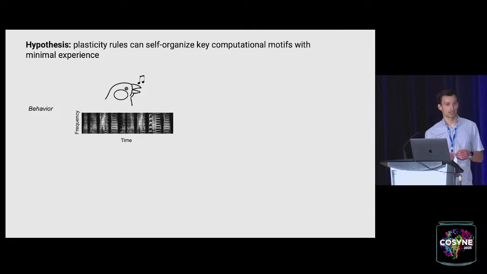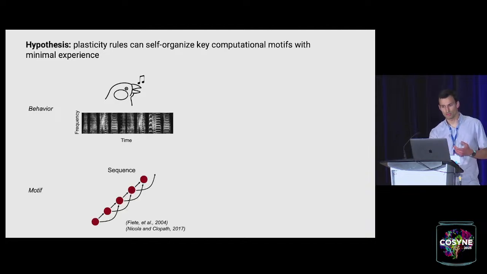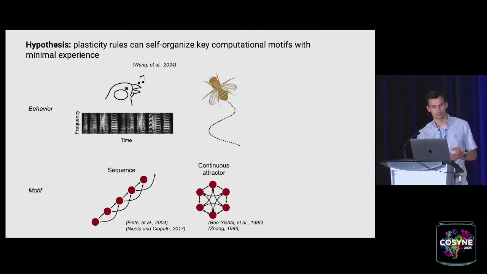Okay, so here's a hypothesis for how the genome might encode priors via plasticity. Perhaps plasticity rules can self-organize key computational motifs before an organism has substantial experience. So for example, when a zebra finch is learning its courtship song, this process is famously scaffolded by a timing sequence in area HVC that is believed to self-organize during development.